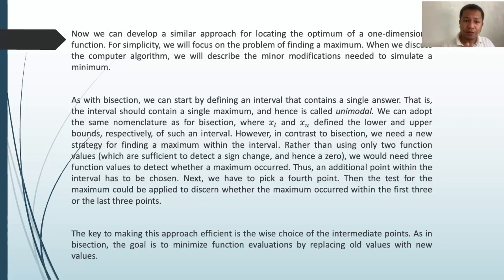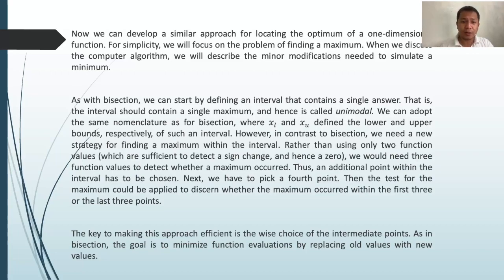Rather than using only two function values, which are sufficient to detect a sign change and a zero, we would need three function values to detect whether a maximum occurred. Thus, an additional point within the interval has to be chosen. So next, we have to pick the fourth point. Then the test for the maximum could be applied to discern whether the maximum occurred within the first three or the last three points. The key to making this approach efficient is the wise choice of the intermediate points.